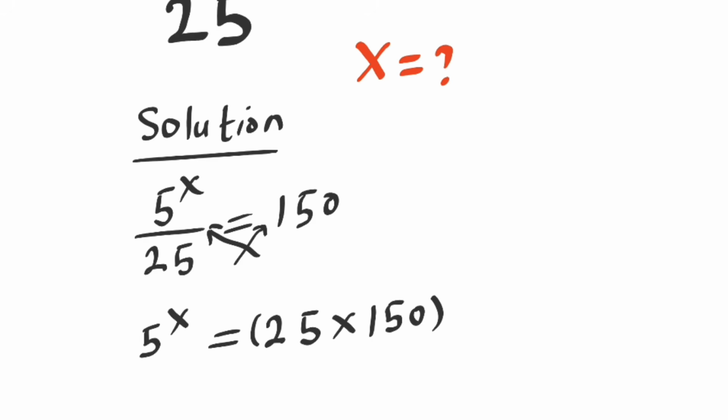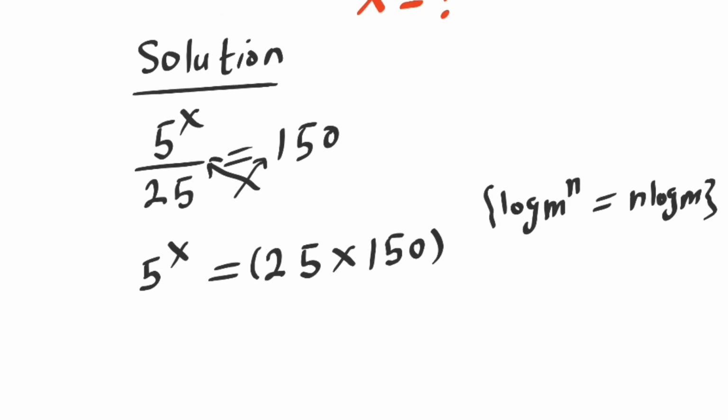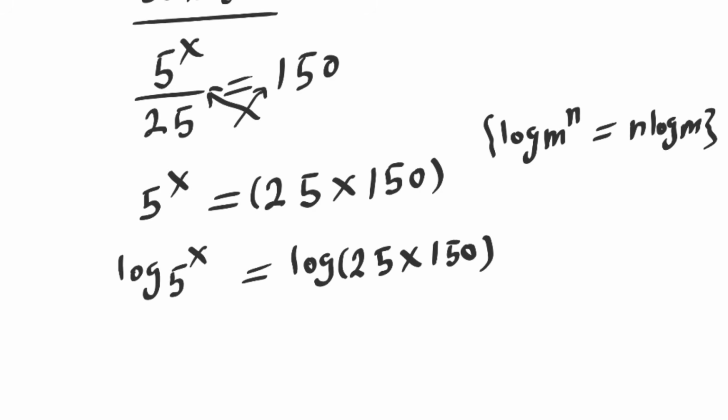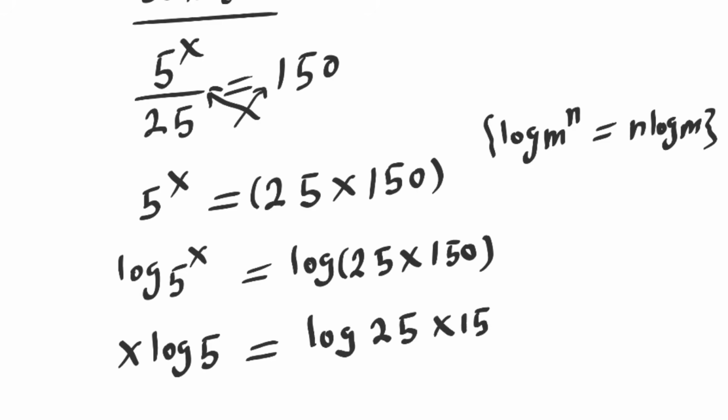If you have log m raised to power n, this is equal to n log m. Let us take the log on both sides of this equation. Log 5 raised to power x is equal to log 25 multiplied by 150. x log 5 is equal to log 25 multiplied by 150.